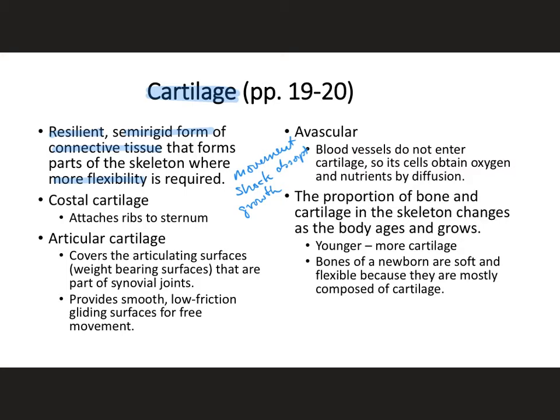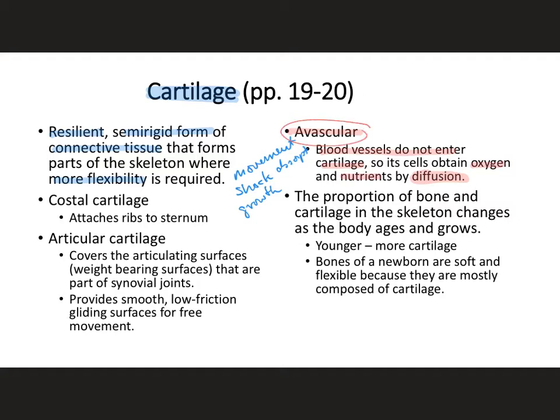All right, cartilage is avascular. That means blood vessels don't enter cartilage. So it has to obtain oxygen and nutrients and get rid of waste and CO2 by diffusion. Other connective tissues like fat and bone and tendons and ligaments get a much greater blood supply. As a matter of fact, blood is a connective tissue. So cartilage is unique as a connective tissue because it is avascular.